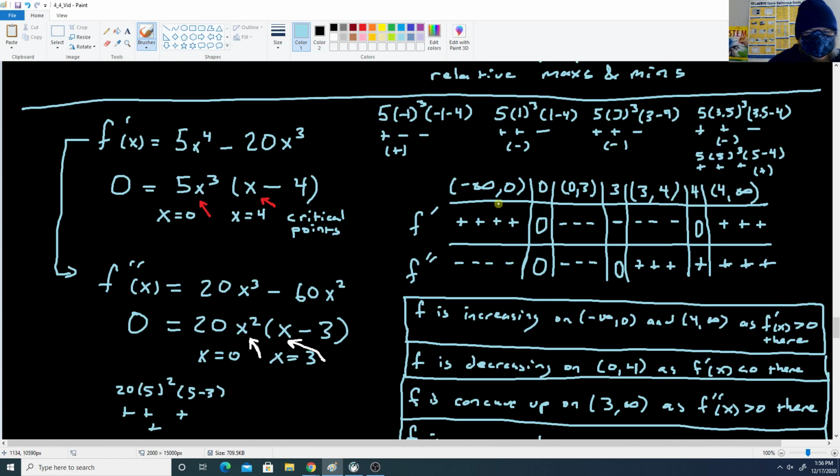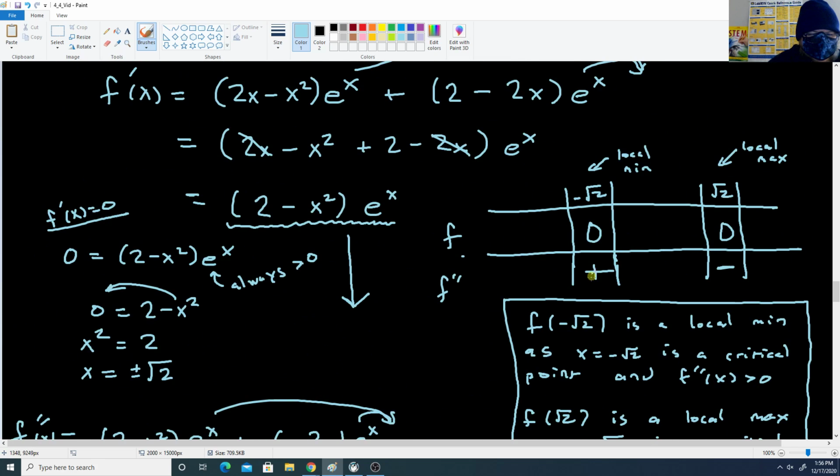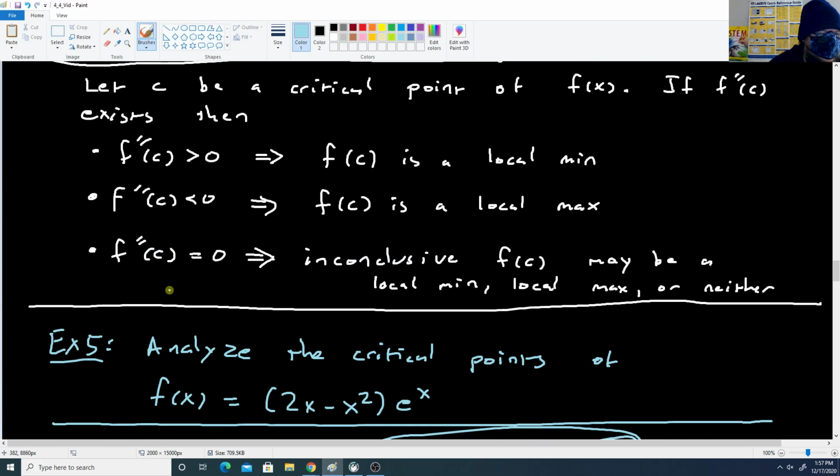So we have two critical points. We have a critical point here at 0, and we have a critical point out here at 4. The critical point at 0 has second derivative 0, which means the second derivative test is inconclusive. So that doesn't help us with what's going on at x equals 0, because the second derivative is 0. At x equals 4, the second derivative is positive. So at the critical point x equals 4, the second derivative is positive. So if the second derivative is positive, this says f of c is a local minimum.